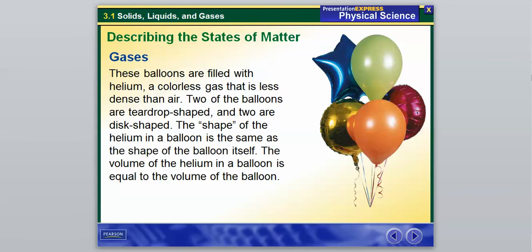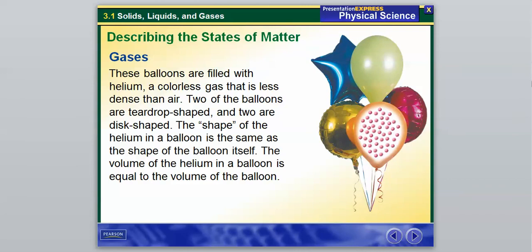And then two of the balloons are teardrop shape, as you can see, the green and I believe that's an orange one over there. And then two are disc shape, as you can see, the gold and the pink one. And the shape of the helium in the balloon is the same as the shape of the balloon itself. So the helium atoms inside that balloon have arranged themselves to be the exact same shape as the balloon itself, and we can see right there.